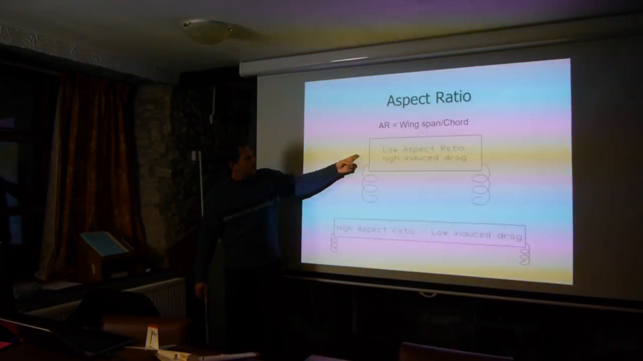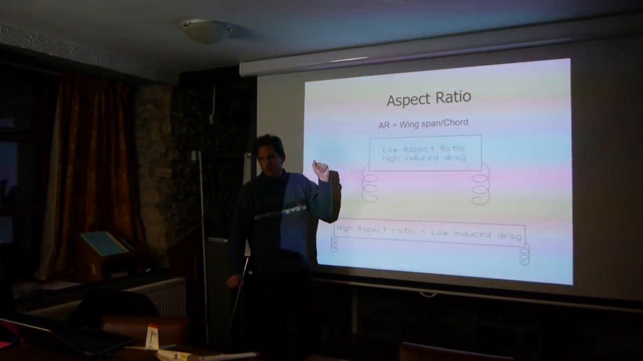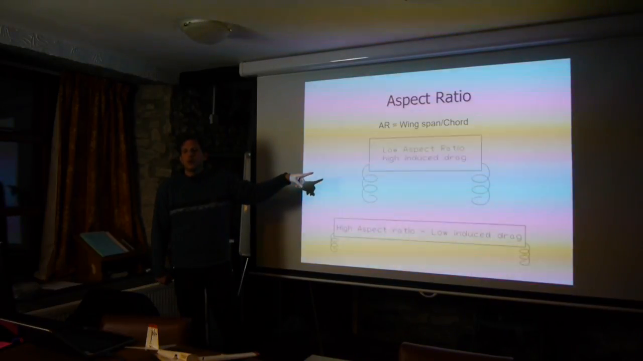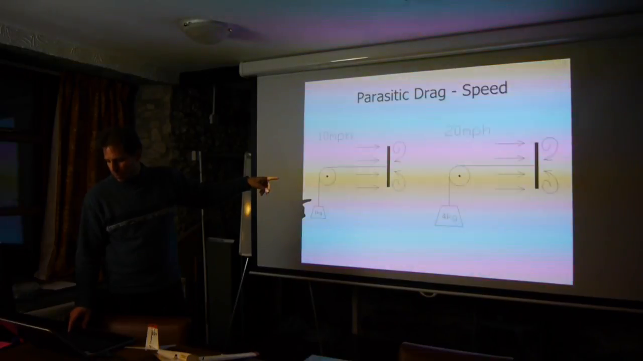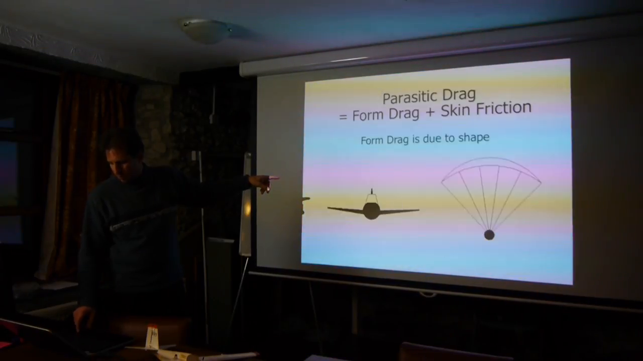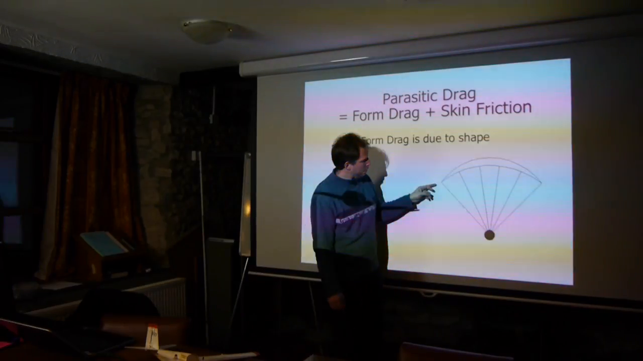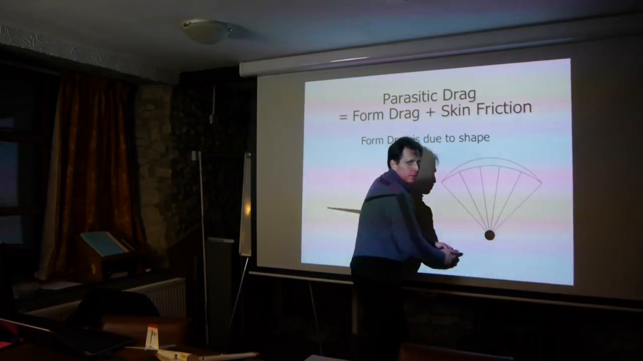It's the span divided by surface area. Yeah? Very difficult to measure on a paraglider, because what surface area do you take into account? Do you use the flat surface area, or do you use the projected surface area?